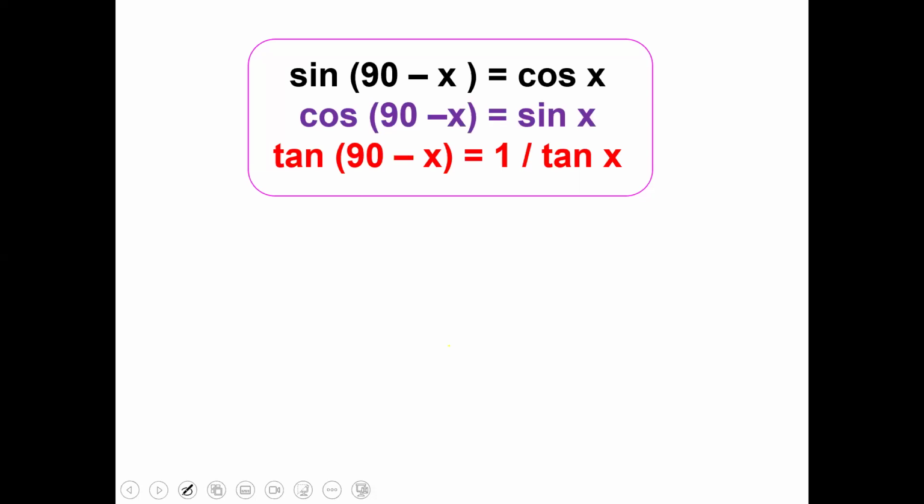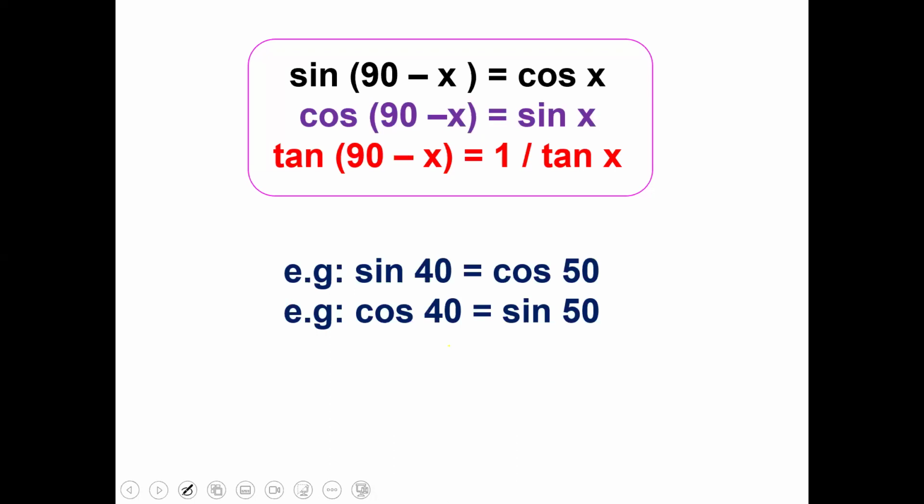So what is the property? If two angles sum to 90, they have the same value. Yes. Sine 40 is equal to cos 50 and cos 40 is equal to sine 50. Copy this example also.